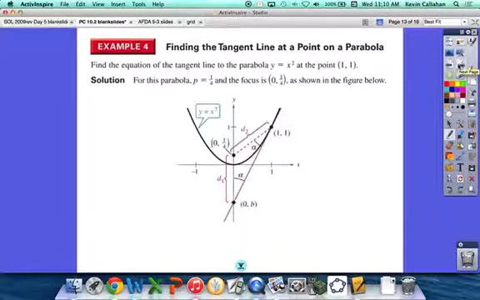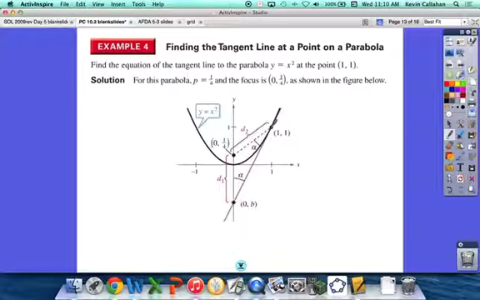Find the tangent line at a point on a parabola. Okay, in this case, it says, find the equation of a tangent line to the parabola y equals x squared at the point 1, 1. Right? Here's y equals x squared. Here's the point 1, 1. The tangent line, pretty much like the last slide, is right there. Okay. So we know that the tangent line is going through the point 1, 1.